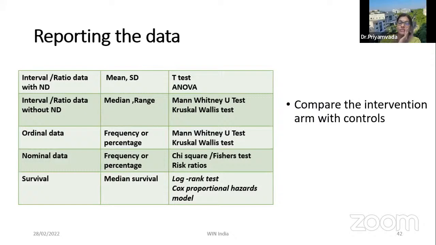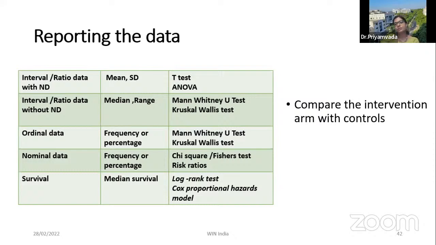If it's an ordinal data, you can again use a Mann-Whitney U-test or a Kruskal-Wallis test depending on the number of groups. If it's a frequency or percentage, a binary data, you can use a chi-square or Fisher's test, or you can express it as risk ratios. Now, if it is a survival time, you don't really have a primary endpoint. Your endpoint is death or recovery, which will have varying time frames. You can use a survival analysis. You can use a log rank test, or you can use a Cox proportional hazard model.